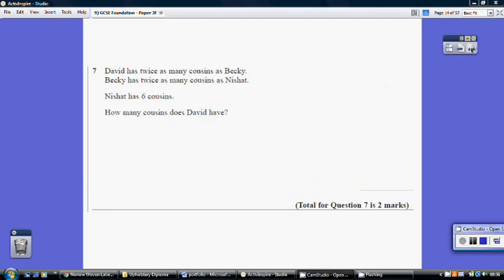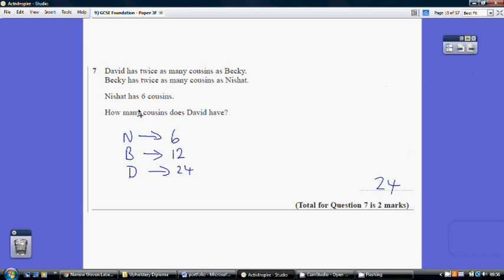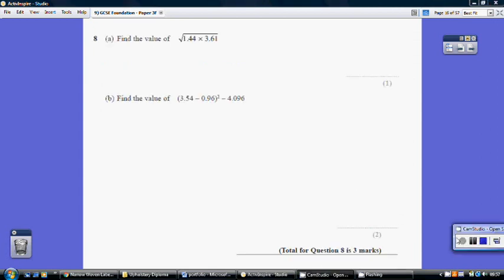Question 7. So start off with the person with the smallest number of cousins. So that's Nishat with 6. So Becky has twice as many as Nishat, so 2 lots of 6, which is 12. And then David has twice as many cousins as Becky, so double Becky's number, double 12 to get 24. Question 8. So simply just put these into your calculator and you get 2.28 and 2.5604.